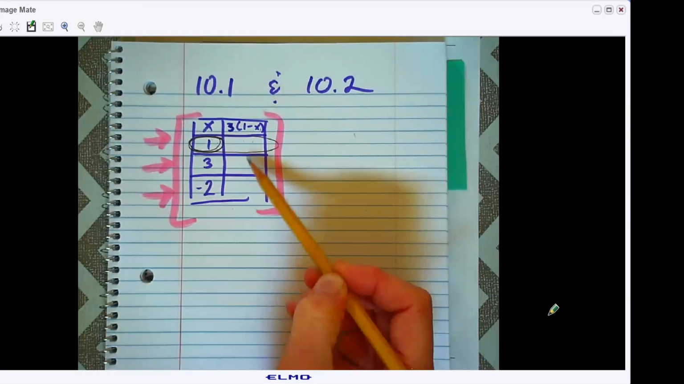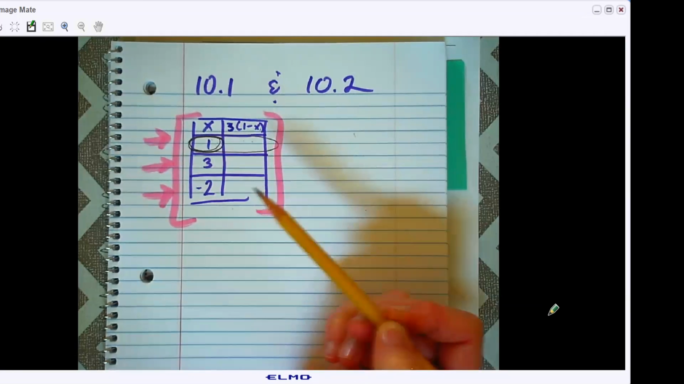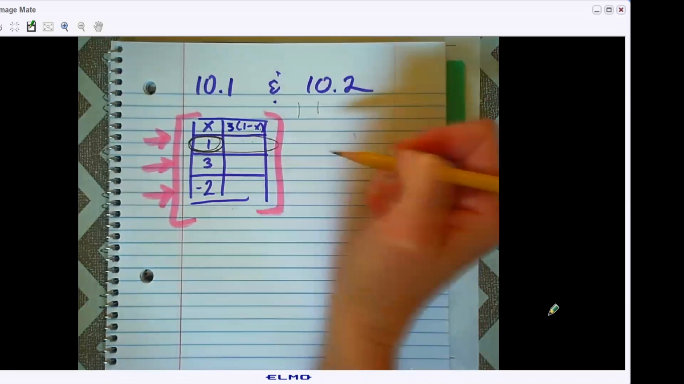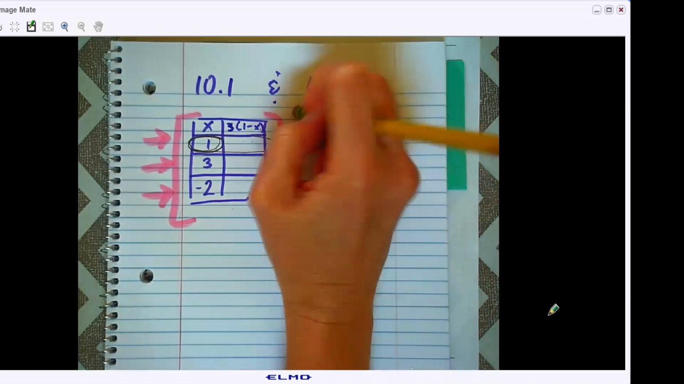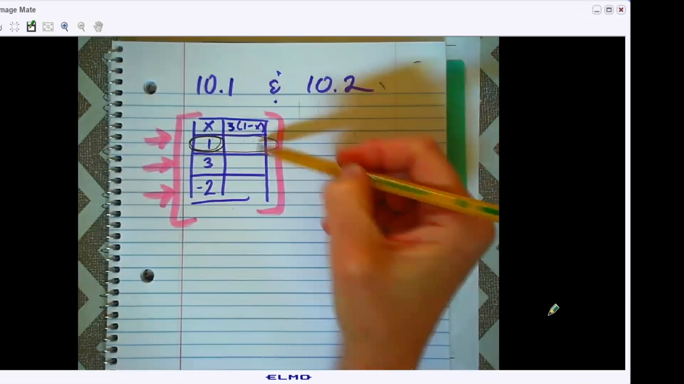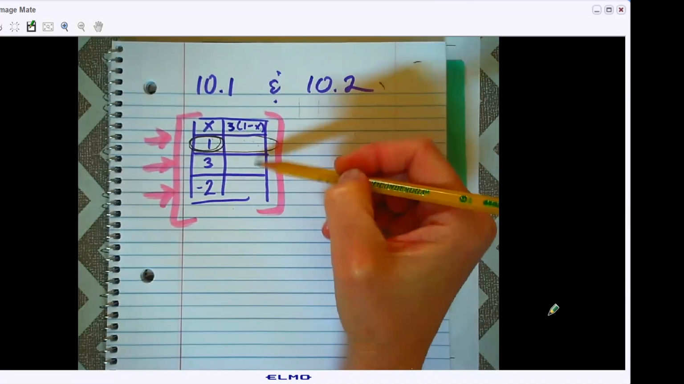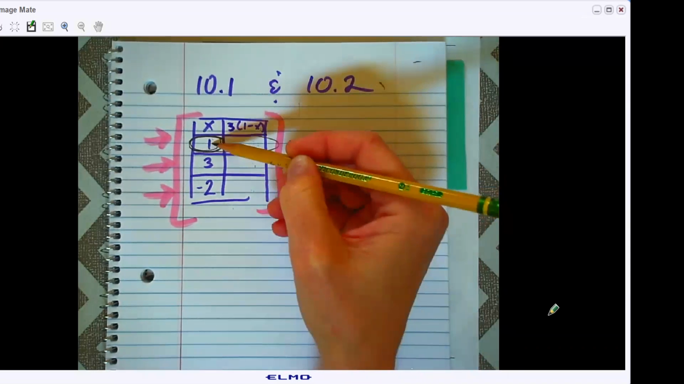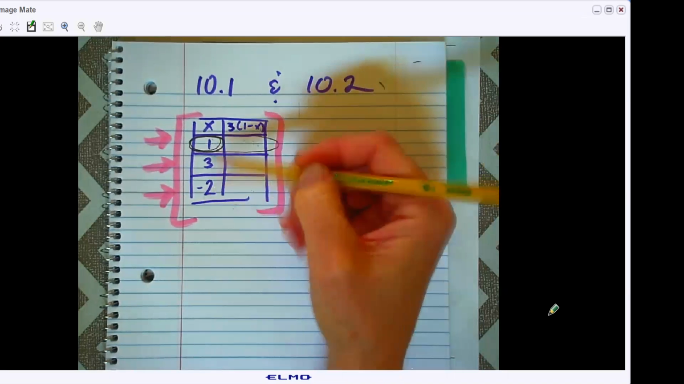If you ever get the same number, you did it wrong. The only time that could happen later on is if we have an absolute value, which I don't have any of those. So these evaluated expressions should not be the same because my value of X is going to be different each time. So let's do the first one.